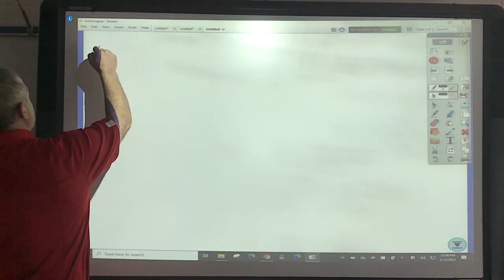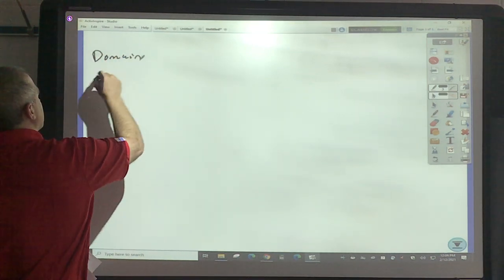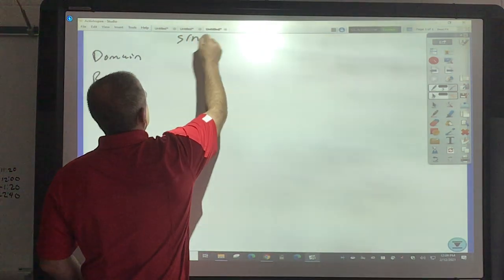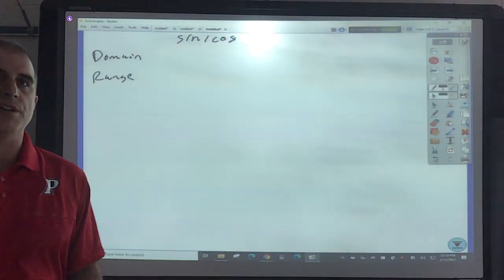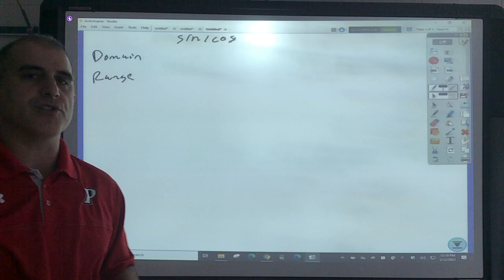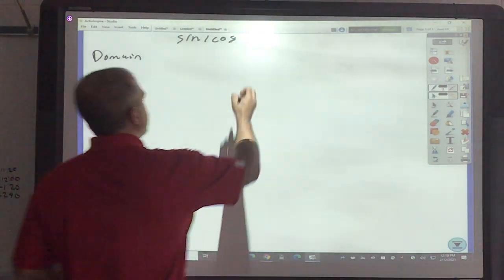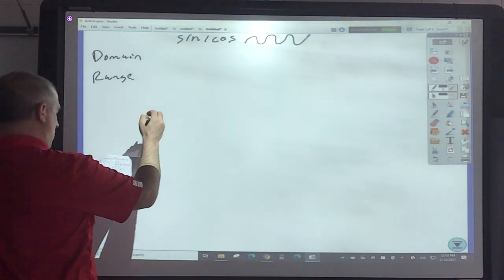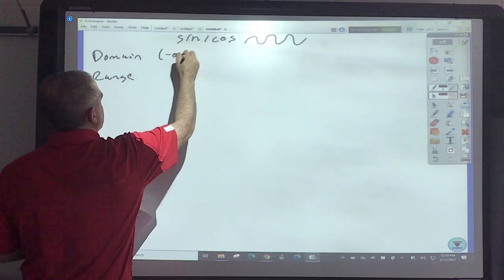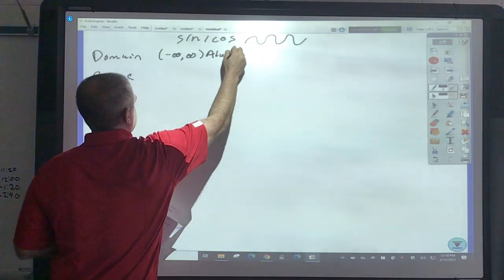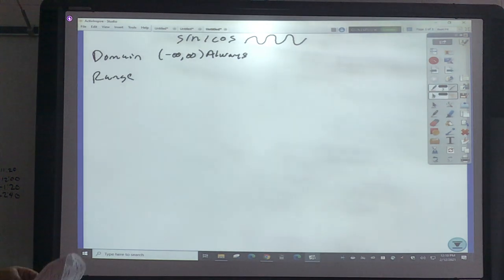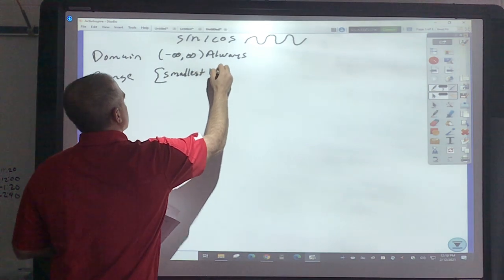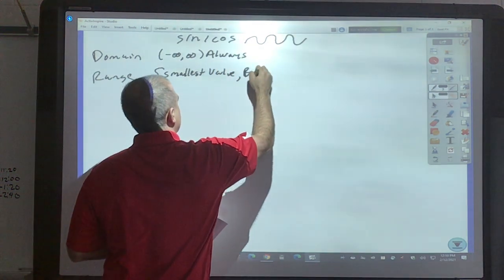I want to start with the concept of domain and range for, let's say, sine and cosine. The easiest way to do the domain and range for these is to understand what the pattern is going to be. Since the sine function and the cosine function oscillate, the domain will always be negative infinity to infinity. That's always. The range is going to be the smallest value, comma, to the biggest value.